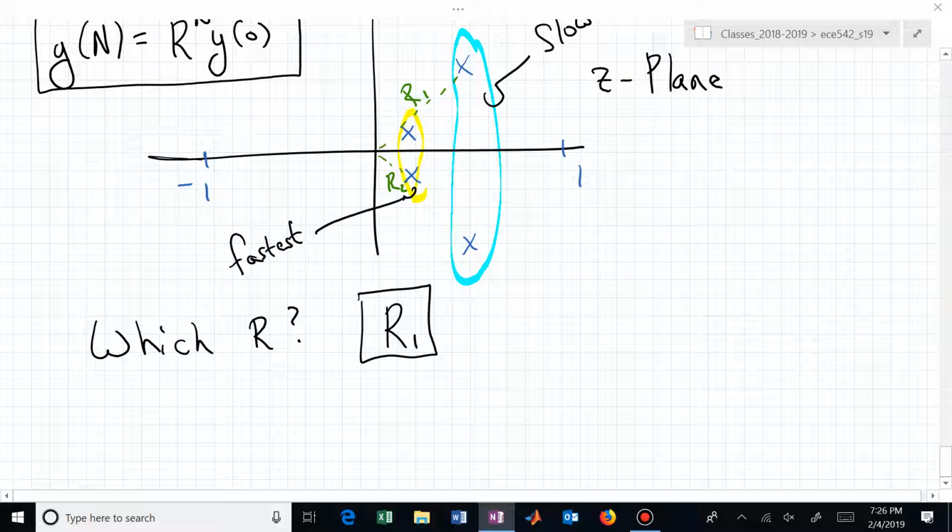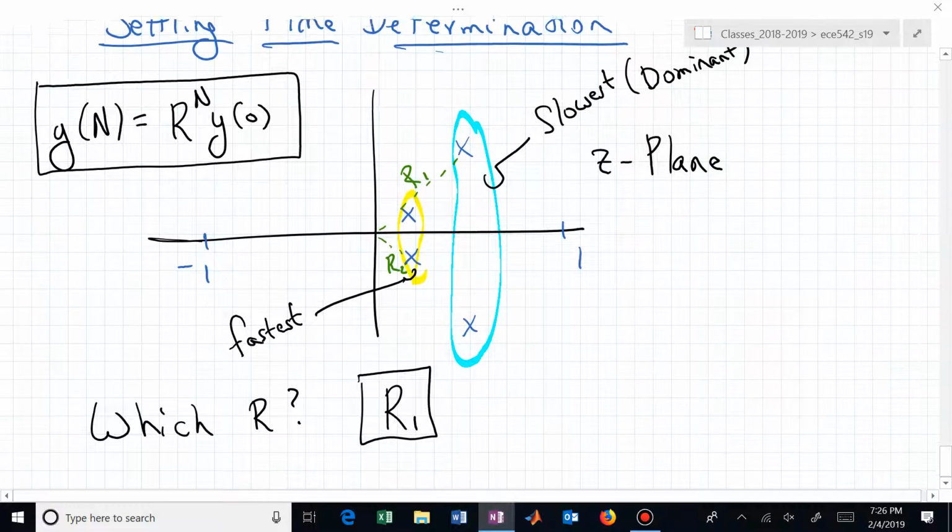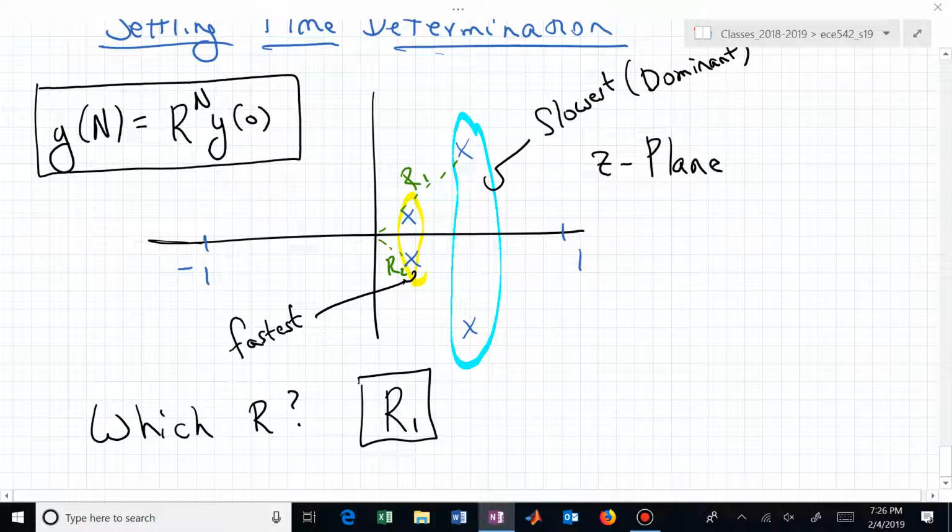Questions on that? Yes. But if R2 or R1 was outside of the unit circle, we were just saying. If our poles associated with R1 were outside the unit circle, we couldn't even talk about a settling time. It would be going unbounded.